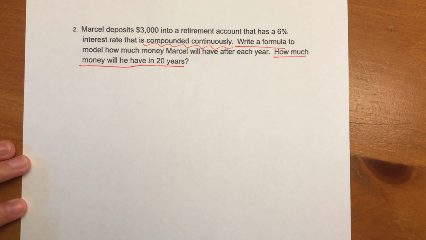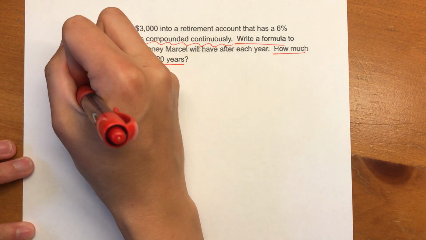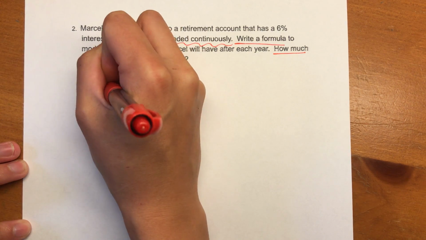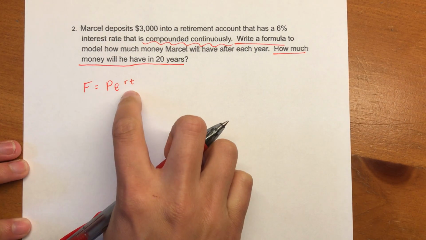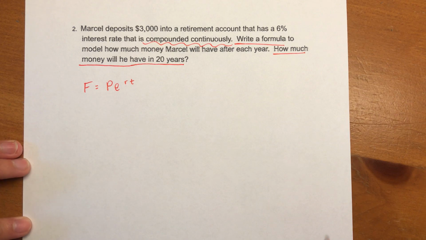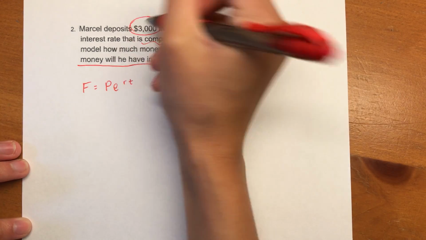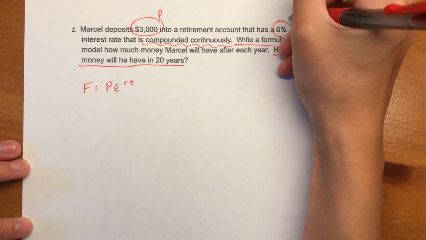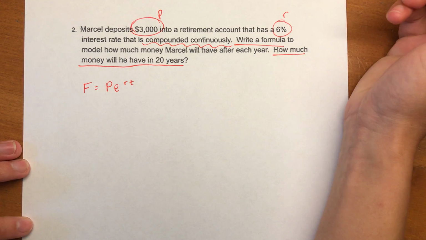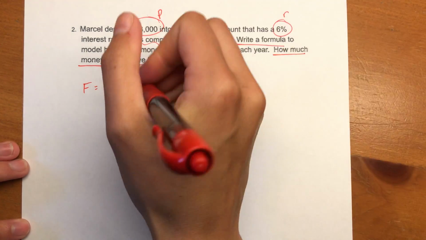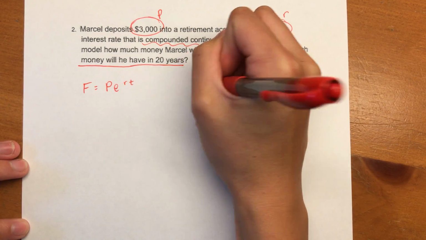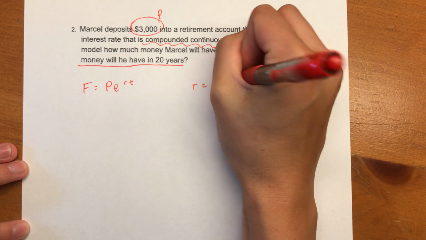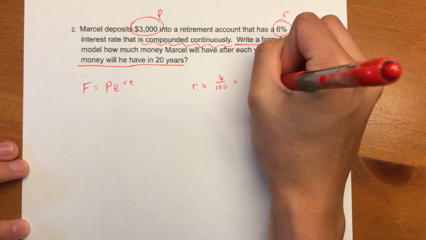So what formula are we going to use? If you said PERT, that is correct. P e to the RT. Okay? So we need to figure out my P value, my R value, my T value, right? So P is initial value. We're starting with $3,000. And then my 6%, that's going to be my R, right? My rate. So, an R, as we've been doing for the past 3 lessons, we're always dividing by 100 in order to get a decimal.